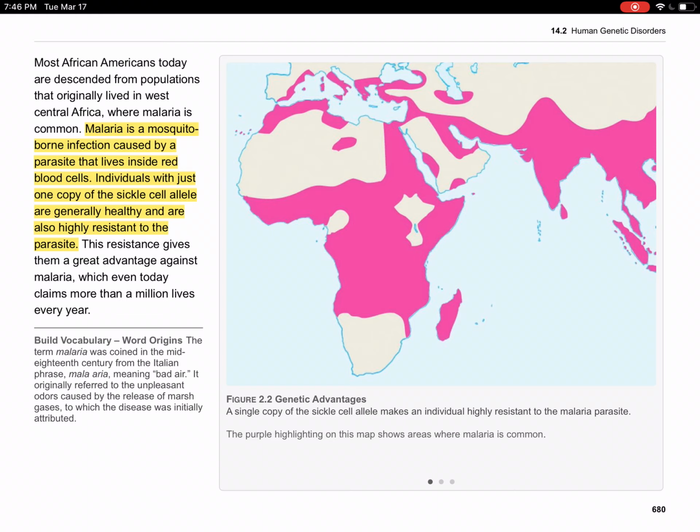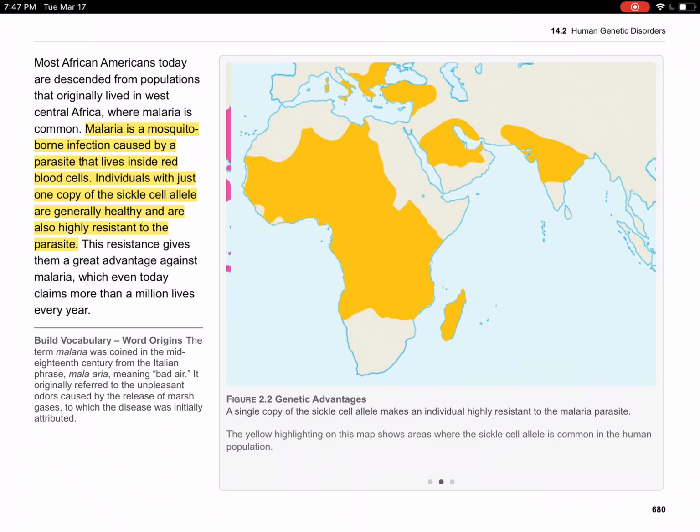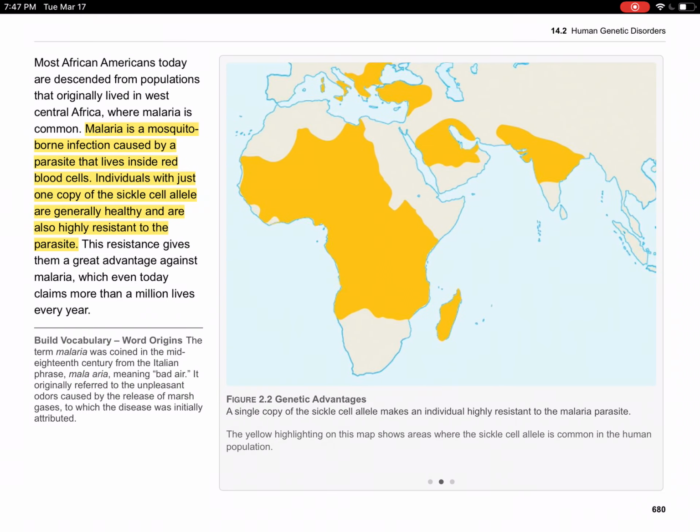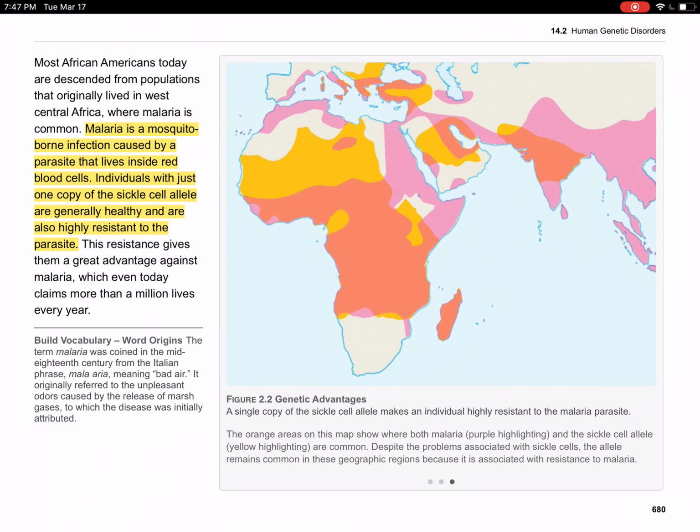Okay, in purple, it is highlighting the areas where malaria is common. In yellow, it is highlighting the areas where the sickle cell allele is common. And in this last picture, it's showing the overlap between the sickle cell allele and malaria.